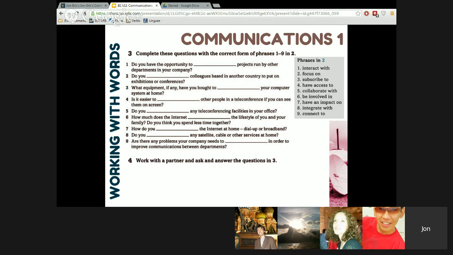Do you have the opportunity to blank projects run by other departments in your company? Let me think one second, please. Do you have the opportunity to collaborate with? Exactly. That's it. Okay, Sergio, the third?